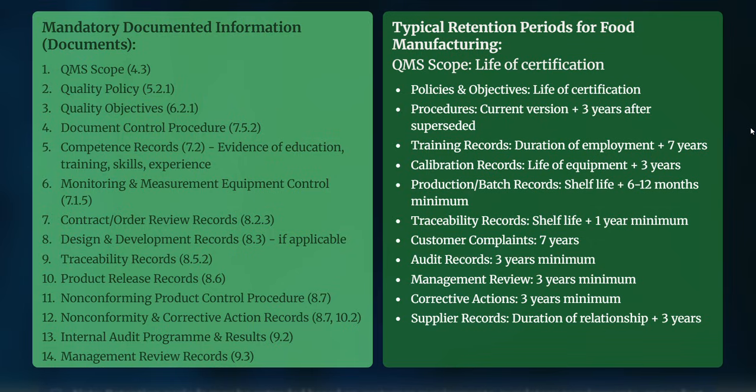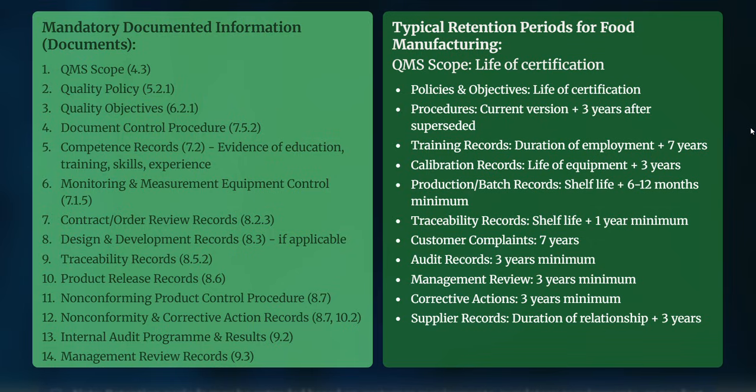For calibration records, you need to retain them for the life of the equipment plus 3 years. And for the production or batch records, you need to retain those records for the shelf life of the product plus 6 to 12 months at the minimum. For traceability records, you need to maintain those records for the shelf life of the product plus 1 year at the minimum. For customer complaints, you need to maintain them for 7 years.